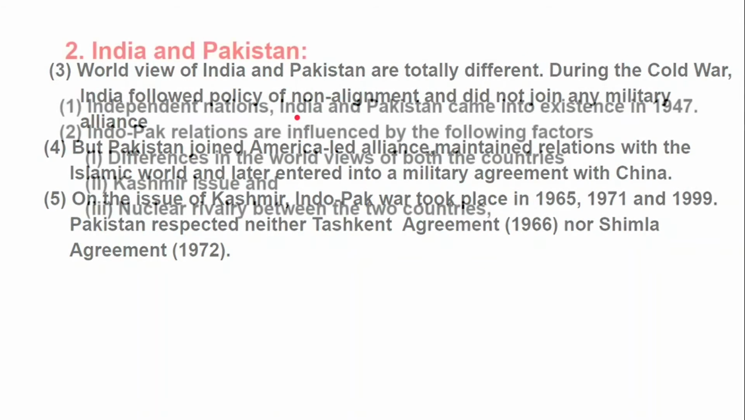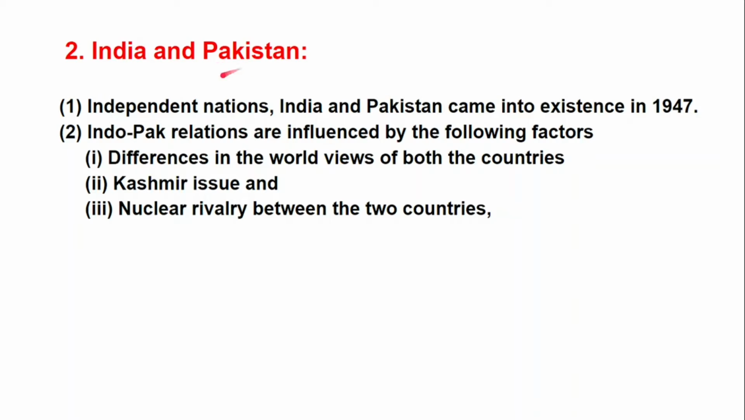Next point, India and Pakistan. Independent nations, India and Pakistan came into existence in 1947. After the dissolution of the British Raj in 1947, two new sovereign nations were formed: the Dominion of India and the Dominion of Pakistan. India emerged as a secular nation with a Hindu majority population and a large Muslim minority, while Pakistan, with a Muslim majority population and a large Hindu minority, later became an Islamic republic.